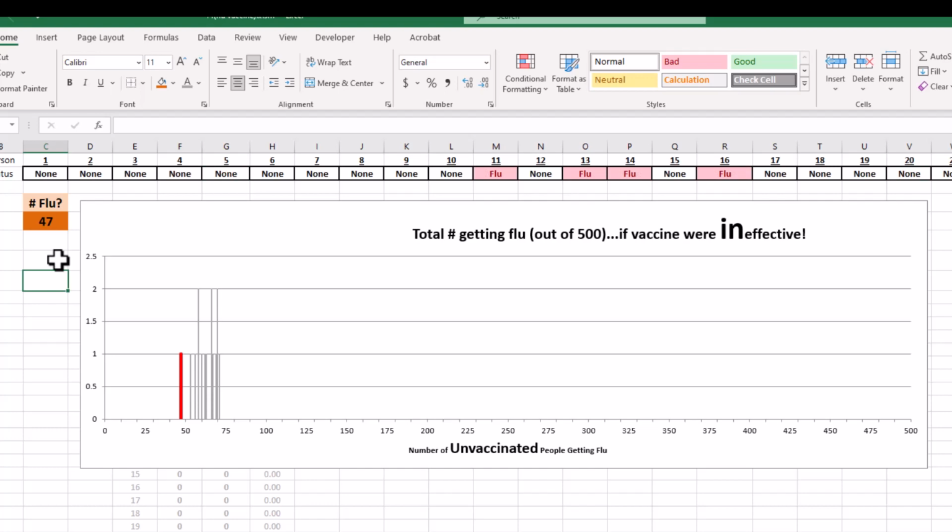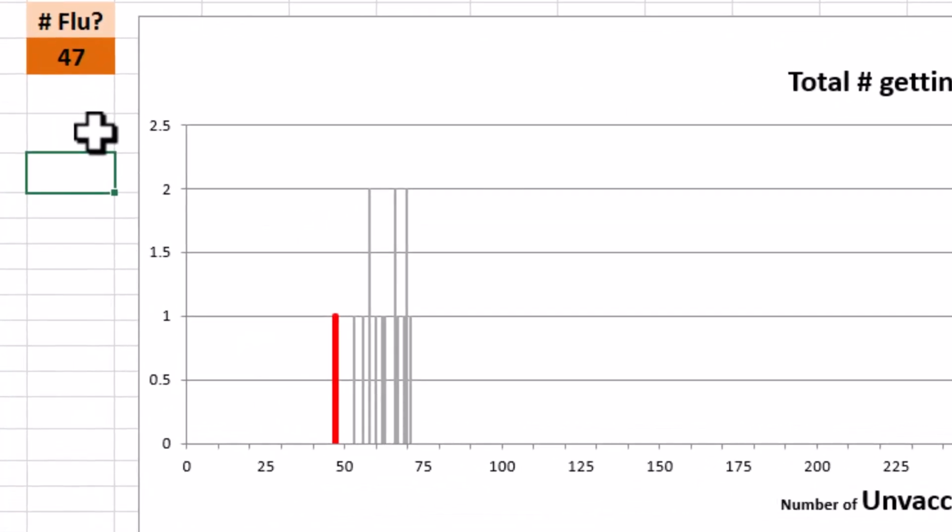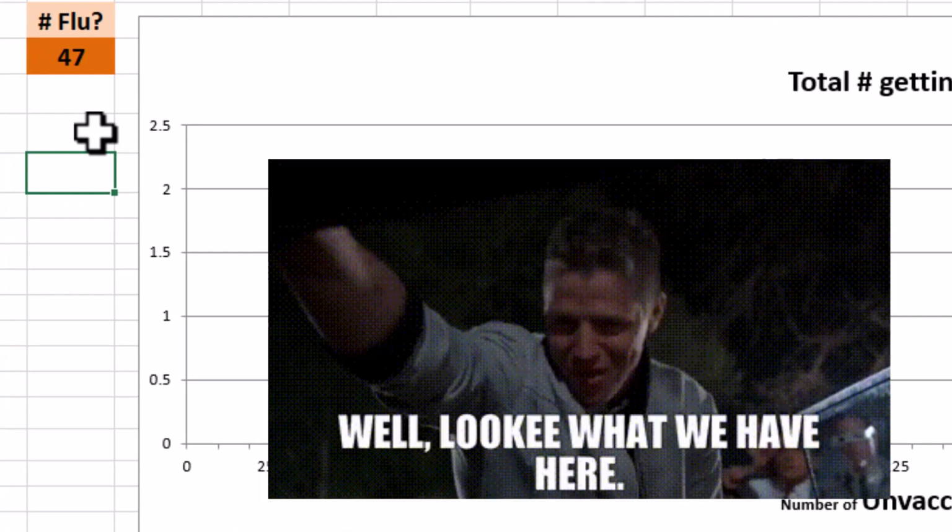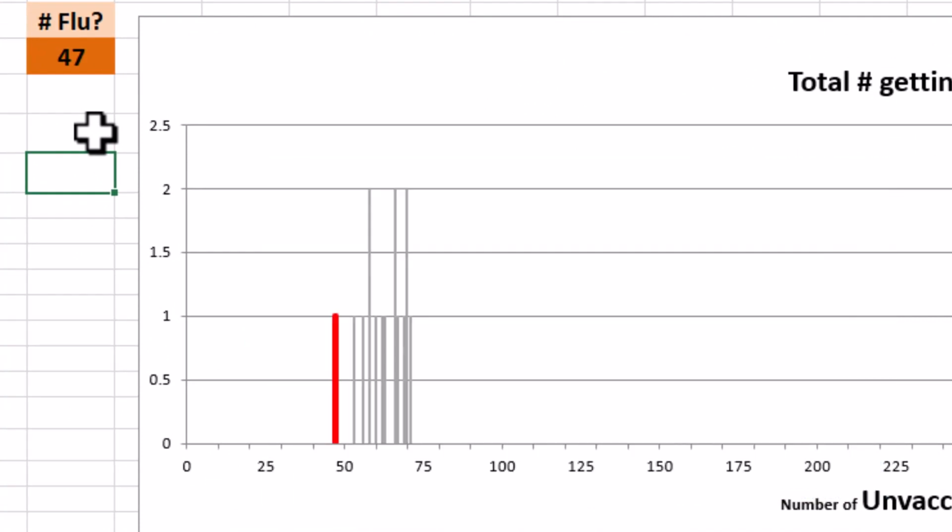ADD just got the best of me. Why is that bar red? 47 people got the flu. Why is that bar red? Write down your idea right now. That's going to be question number 2 on your homework. And we're going to come back and answer it.